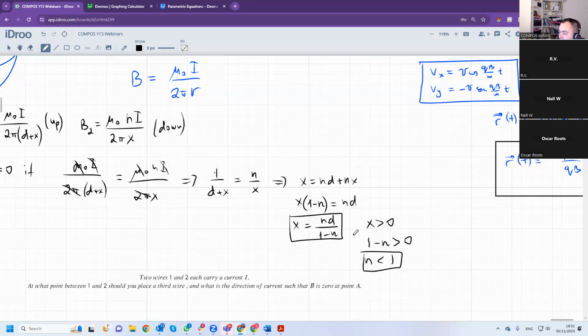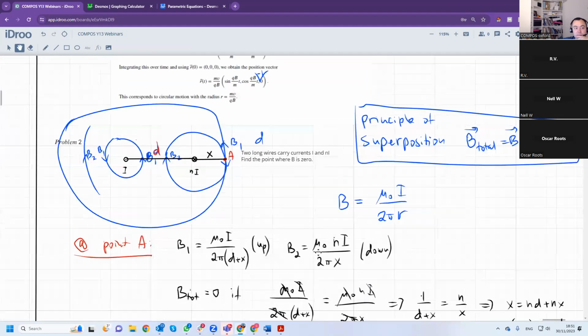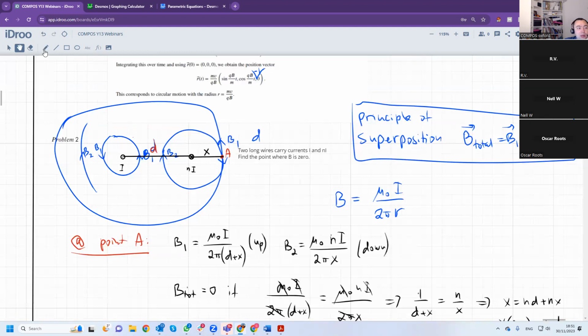If you try to find a line where this applies, this would be a line of points which is parallel to the wire. So if you have two long wires, somewhere along this line, the magnetic field is zero. So this is the wire carrying current I. This is the wire carrying current NI. So somewhere here along this line, at A, the magnetic field is zero.